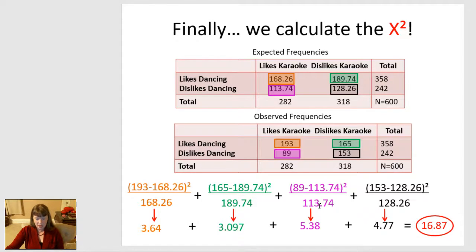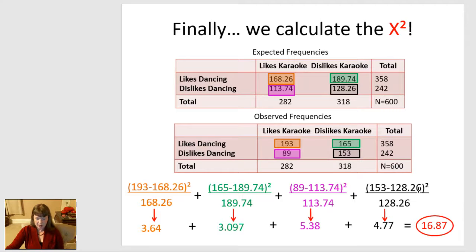Then I do the same thing here. People who like to karaoke but dislike dancing. I see that there's 89 people, so fewer people who only like one versus the other than what I would expect to see if the null were true. And finally, here are my party poopers. 153 is what I actually observed, so more people that dislike both compared to what I'd expect to see if the null were true.